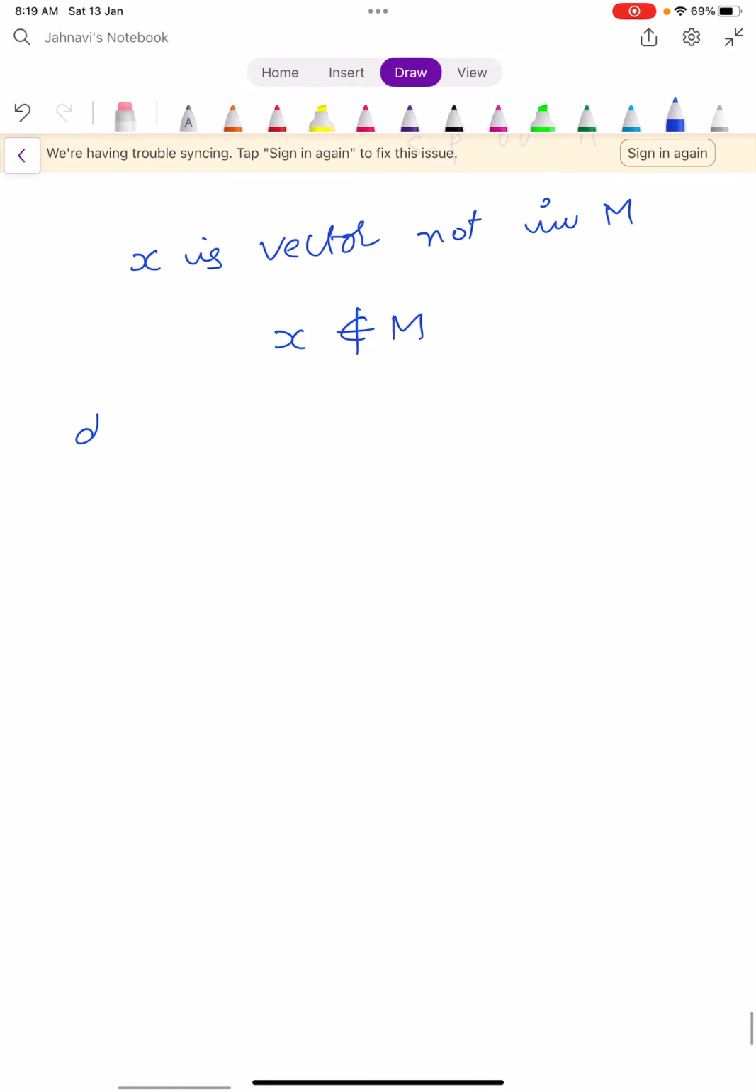So define d is equal to the infimum of norm x minus z such that z belongs to capital M. It means d is the distance from x to M.